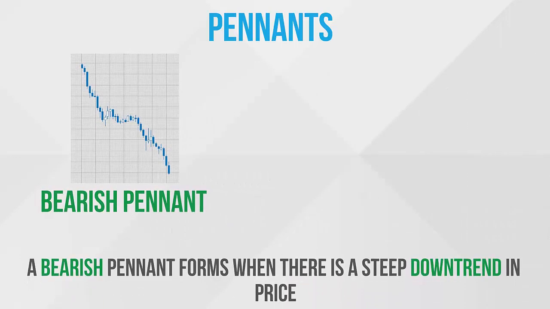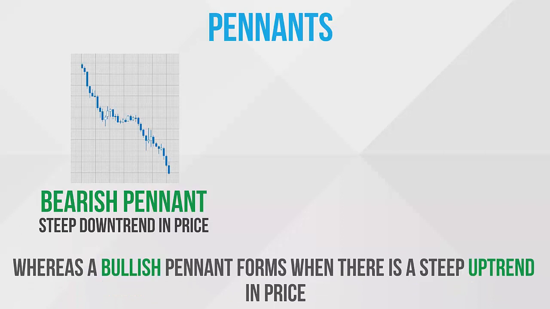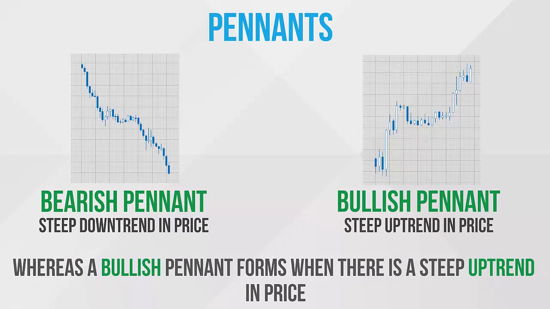A bearish pennant forms when there is a steep downtrend in price, whereas a bullish pennant forms when there is a steep uptrend in price.